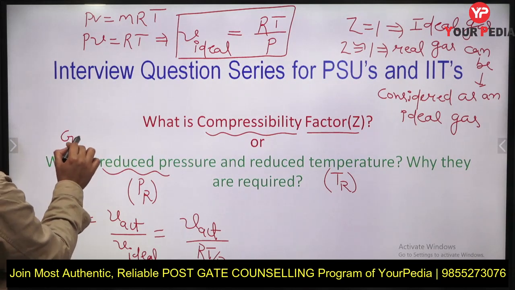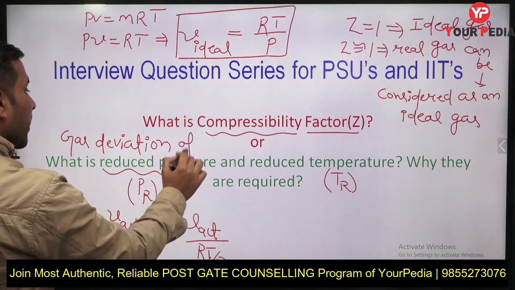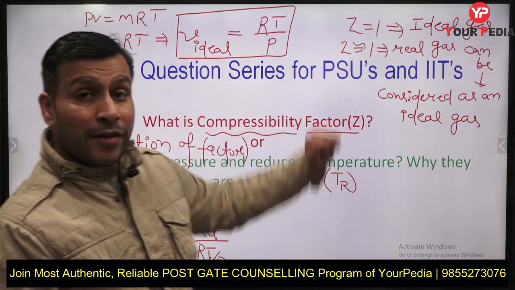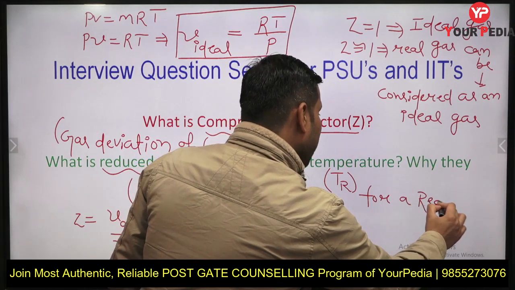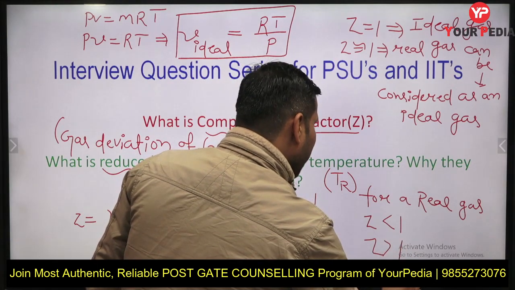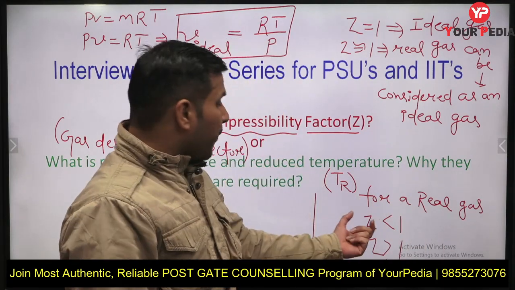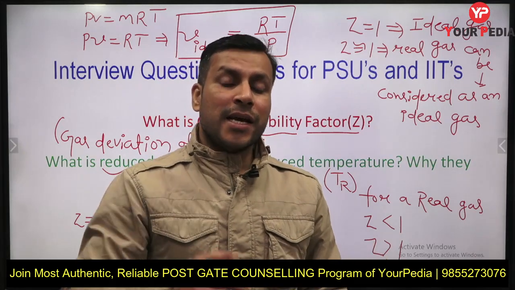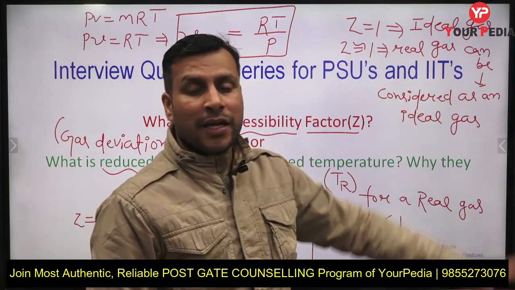What do we call it? Gas deviation factor, because it tells us about the deviation of a real gas from ideal gas behavior. So for an ideal gas Z will be equal to 1, but for a real gas, Z can be less than 1, Z can be greater than 1, or Z can be close to 1. If it is close to 1, the behavior will be very close to ideal gas behavior. If it is very low or very high compared to 1, the behavior of that gas is far away from ideal gas behavior. But for an ideal gas, Z will be equal to 1.